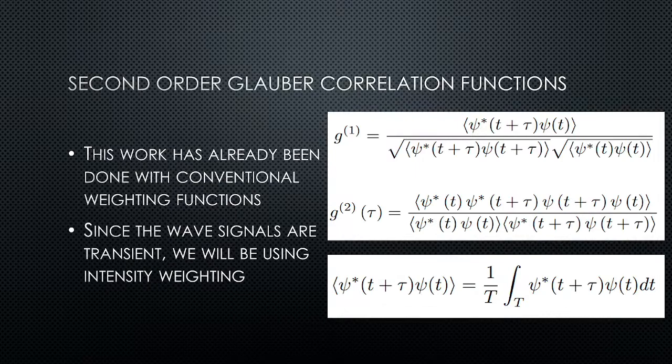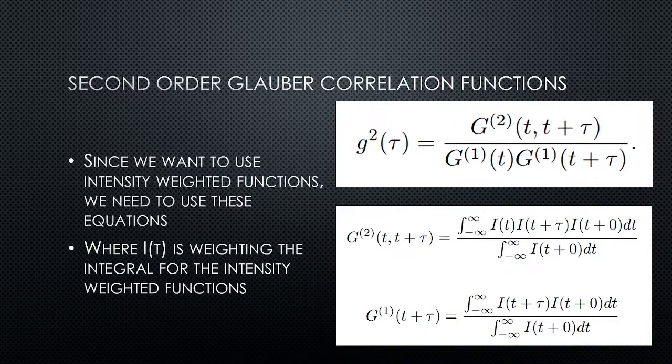So the second order Glauber correlation functions are as shown. And so the wave functions are in integrals, like its bottom is shown here. The problem with this is that it uses t as a period. And so these are the first and second order Glauber correlation functions, with tau being that time lag between the 2 LIGO detectors.